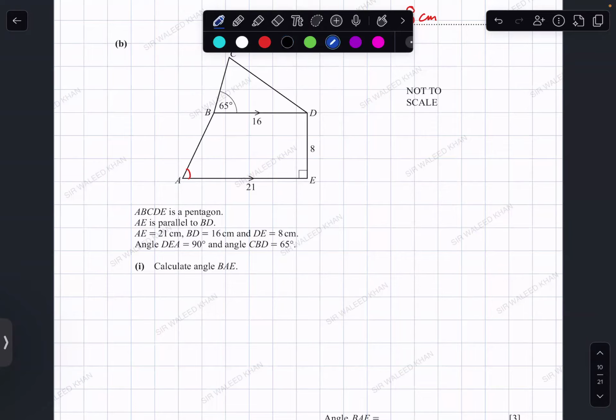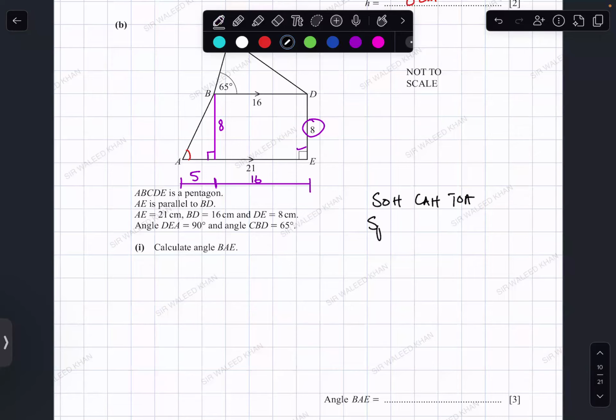Right? Now, if this whole length was 21, out of it, this portion is 16. That makes this portion as 5. So you have a triangle with the base and the height. All you have to do is find an angle. So you can use trigonometric ratios.